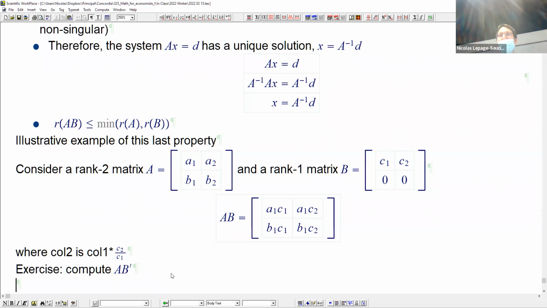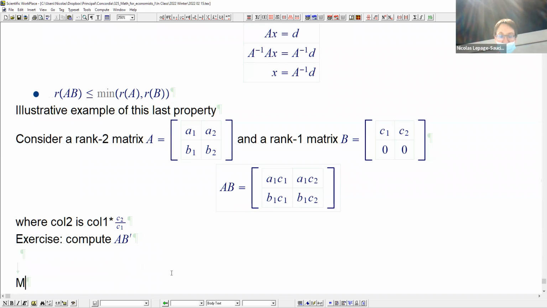All right, so I'm absolutely stopping here because I've given you so much stuff. And next time we see the beast, matrix inversion.